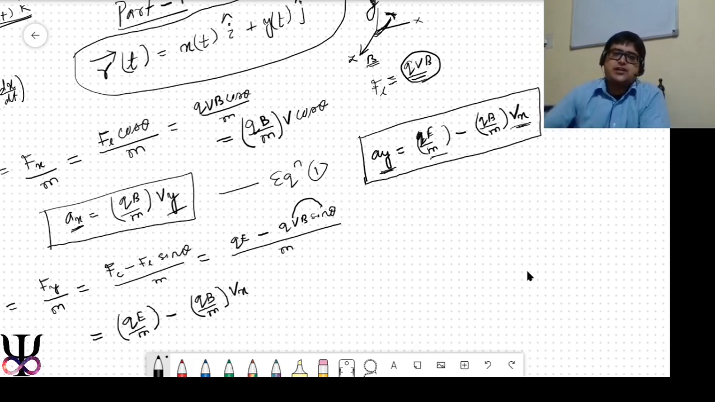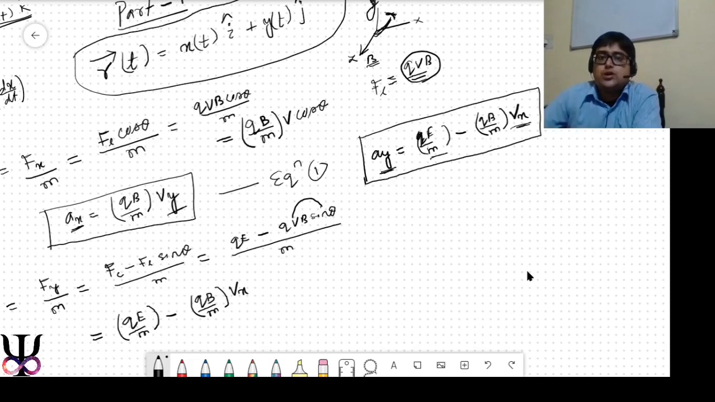These two equations, the x acceleration and the y acceleration, are basically coupled now. Okay, so we have to decouple them. How do you decouple them? What you can do is, you can see that there is nothing much we can do for this particular part, which is equation 1.